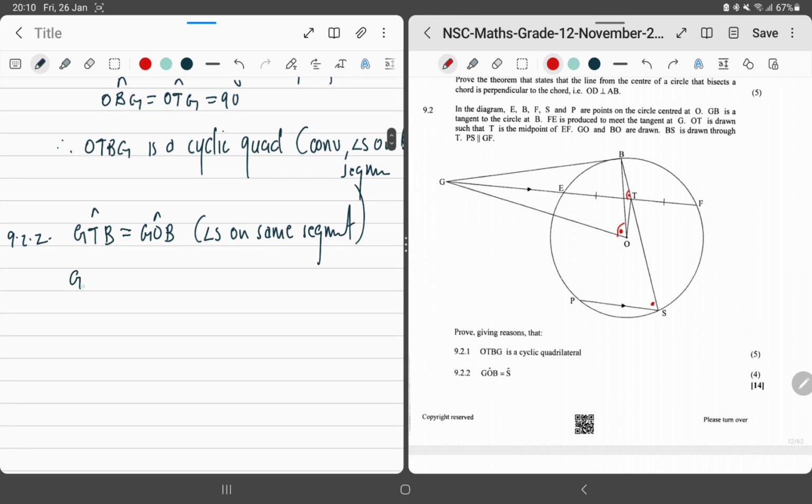But then GTB is equals to angle S. We have an F there. So these are two corresponding angles. PS is parallel to GF. This implies that GOB is equals to S because they are both equals to GTB.